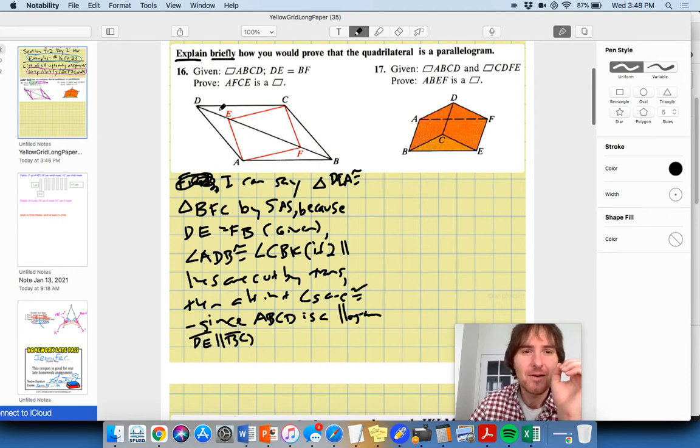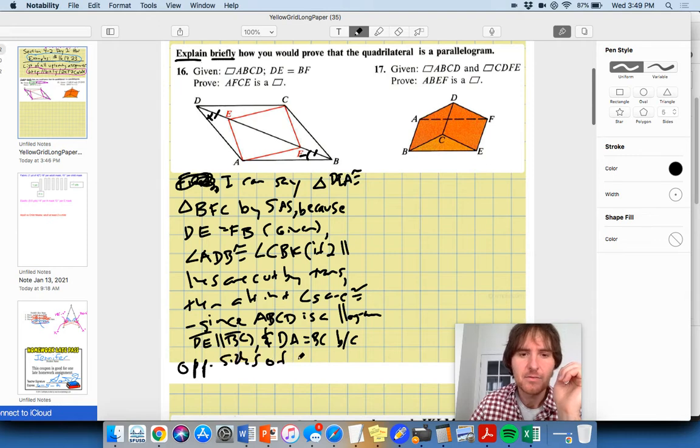And then what else? I'm running out of space already. Okay, so what have I said? I've even said that those are parallel lines, but I'd also say that the third part of the SAS is that DA equals BC because opposite sides of a parallelogram are congruent.